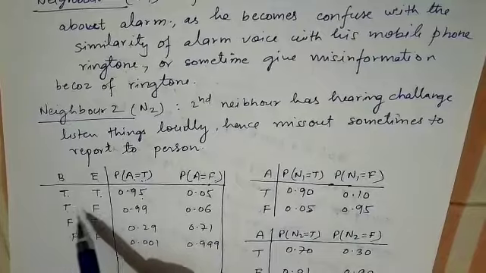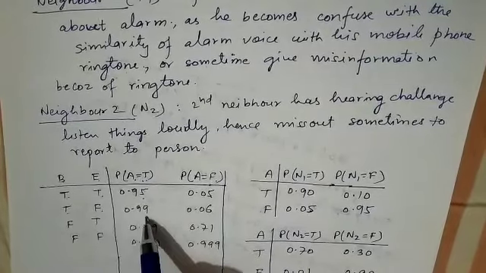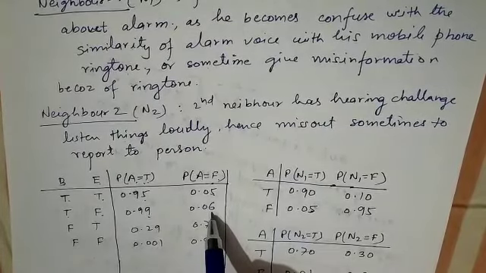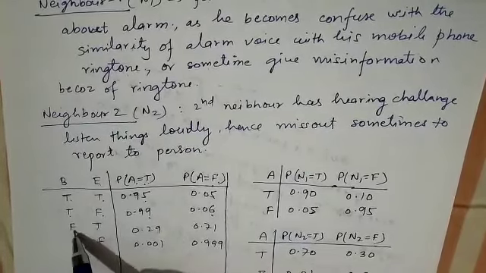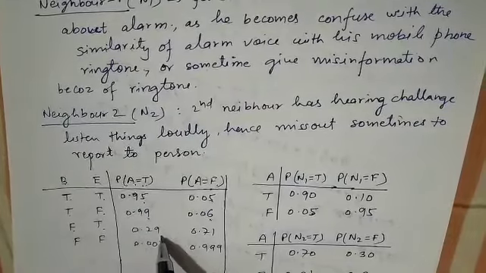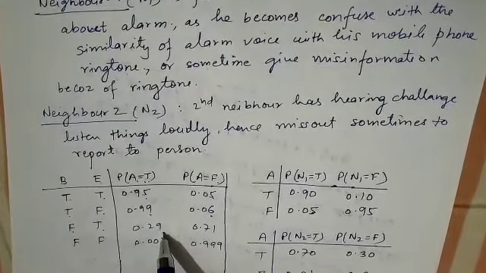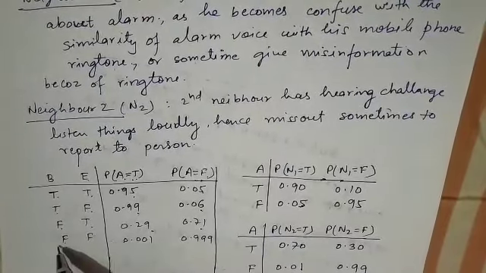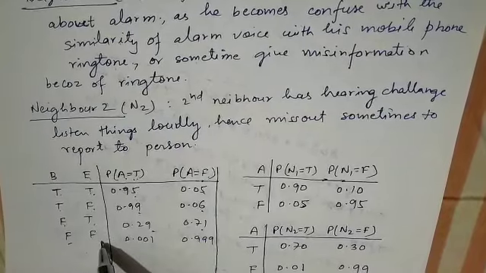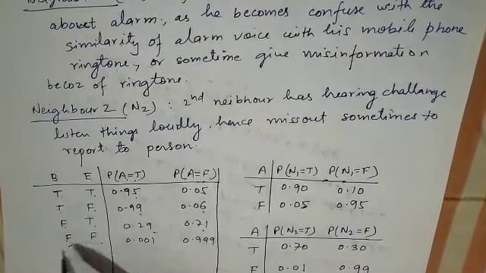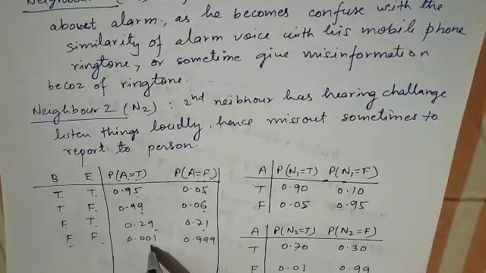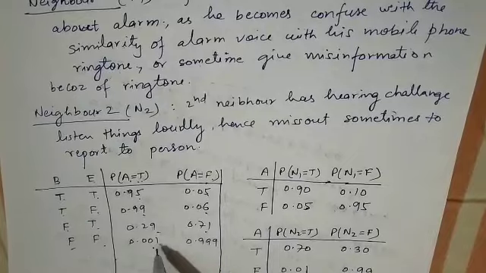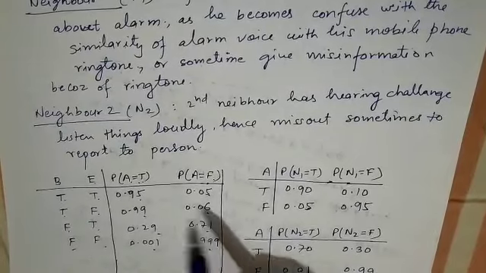If burglary is true and earthquake is not happening, the chance of the alarm to blow is 99%, and not to blow, false. If burglary is false and earthquake is true, there is a 29% chance to blow the alarm and 71% chance not to blow the alarm. If both are false, burglary not happening and earthquake not happening, then the probability of blowing the alarm is only 0.001 and not blowing 0.999. So these are the conditional probabilities.